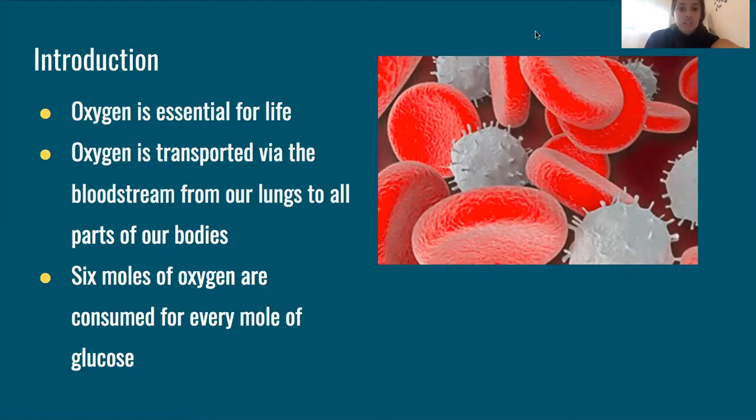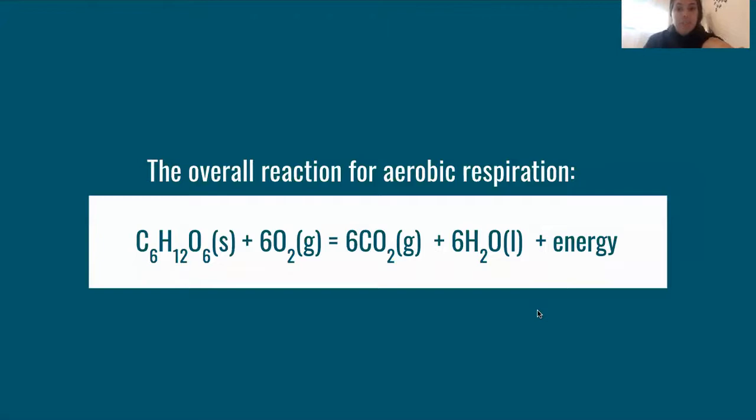Oxygen, O2, is transported via the bloodstream from the lungs to all parts of our bodies. Oxygen diffuses from the bloodstream into the cells where it is used in aerobic respiration. This is the major process that provides energy using glucose as an energy source. The overall reaction for aerobic respiration is shown on this next slide. 6 moles of oxygen are consumed for every mole of glucose, and a good supply of O2 is essential to enable our blood cells and bodies to function normally.